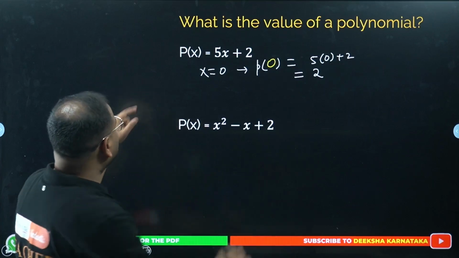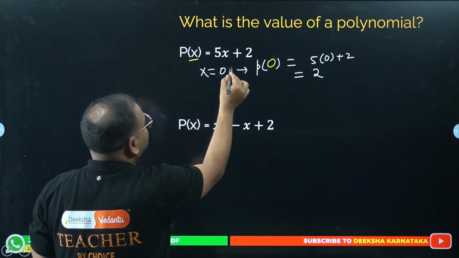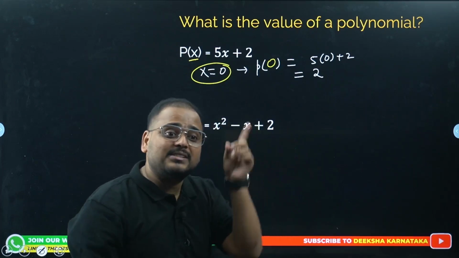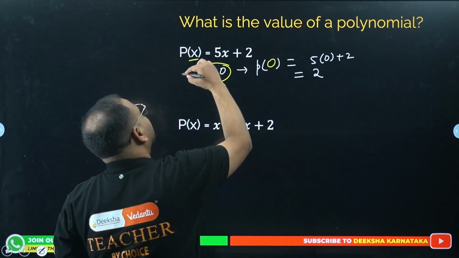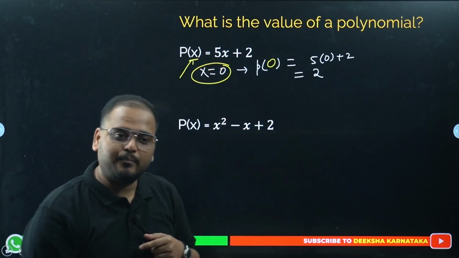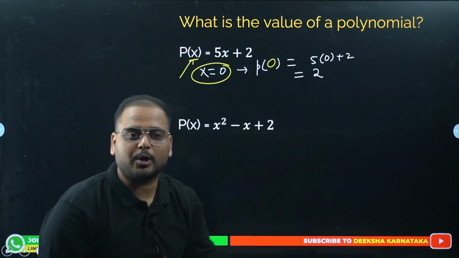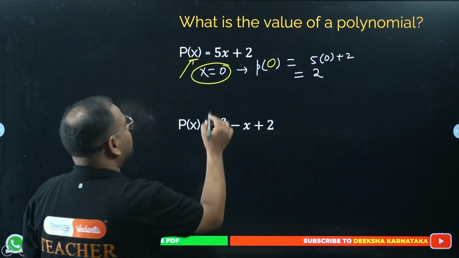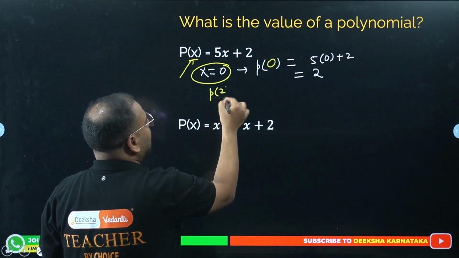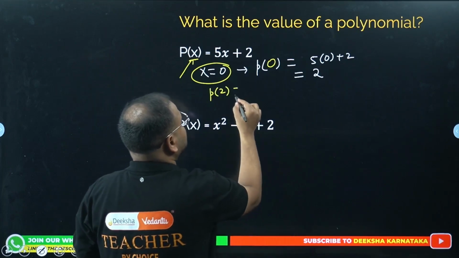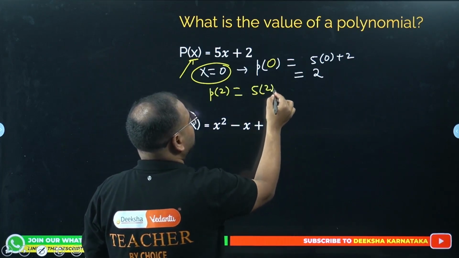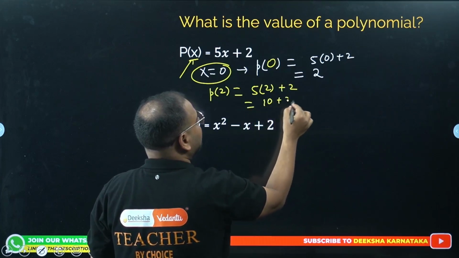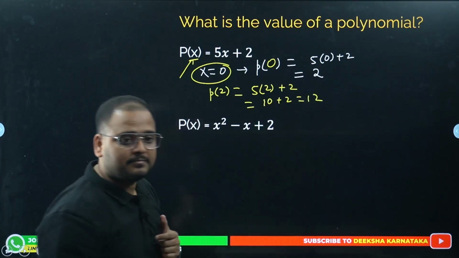Because we have changed this x with what? 0. So whenever we are finding the value of the polynomial, we replace that x value instead of x written in the p(x), or in the definition or the name of the polynomial. So we are finding the polynomial at 0, that's why I write p(0). If I write p(2), how will I write p(2)? Sir, wherever is x, replace it with 2 and you will get p(2). Answer is 10 plus 2, which is nothing but 12.